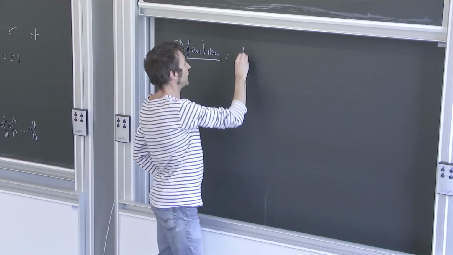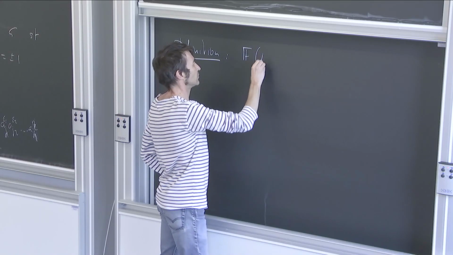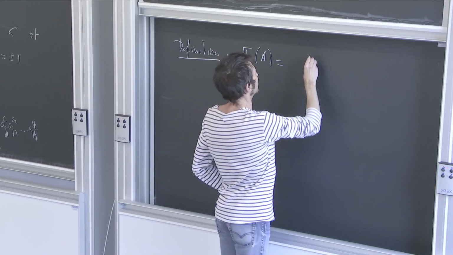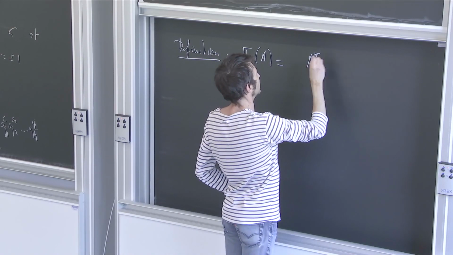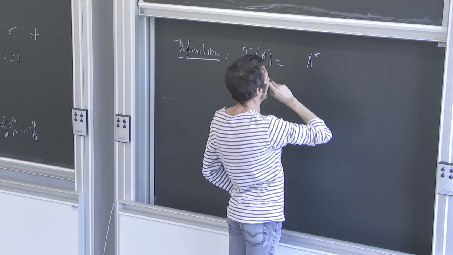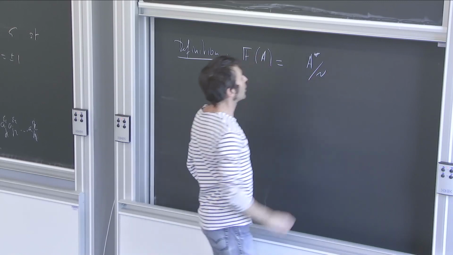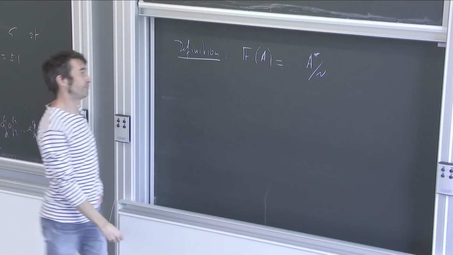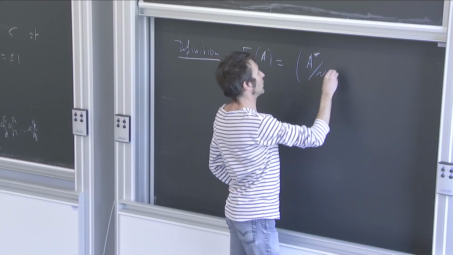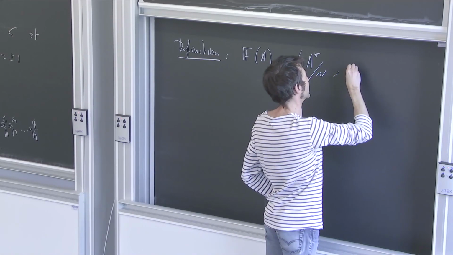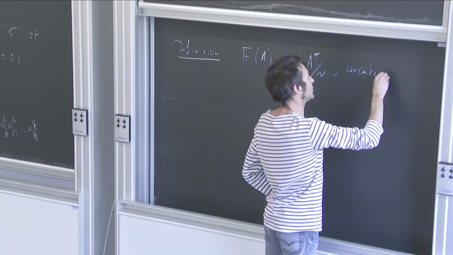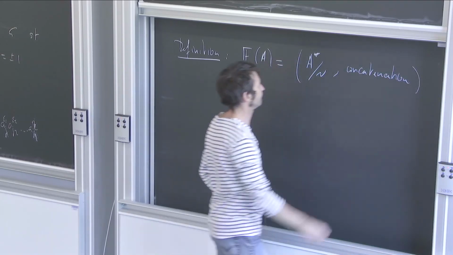The free group over A is the set of words up to this equivalence relation, with the same law of concatenation.